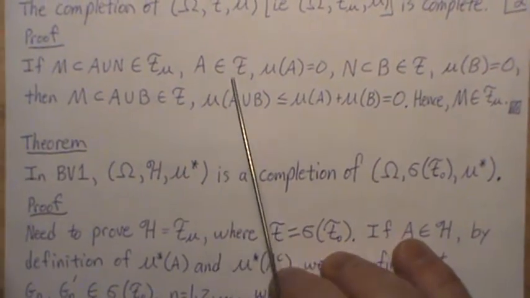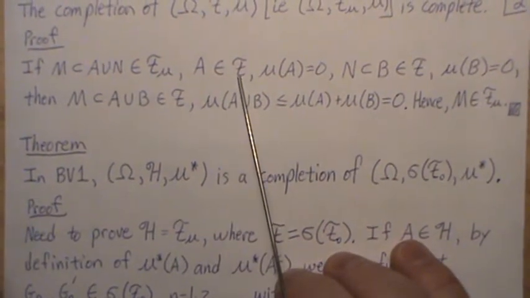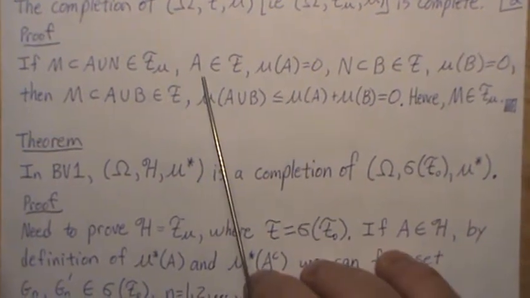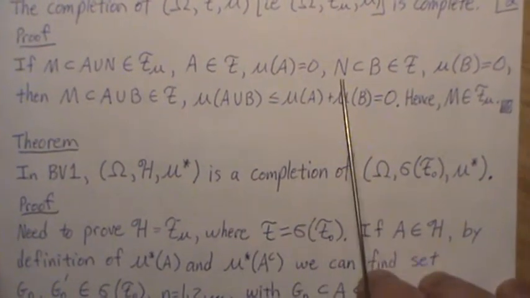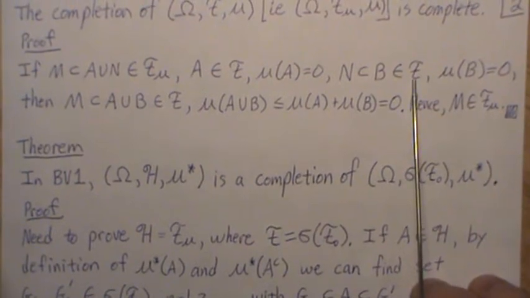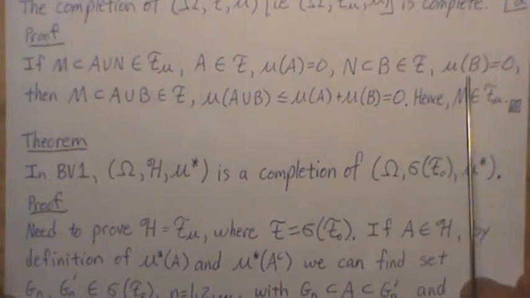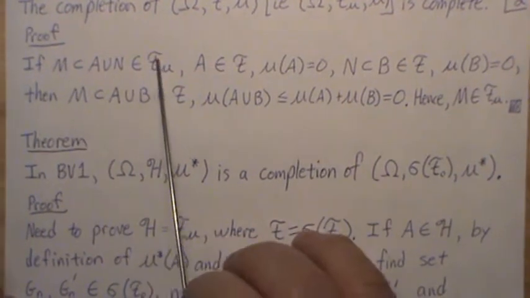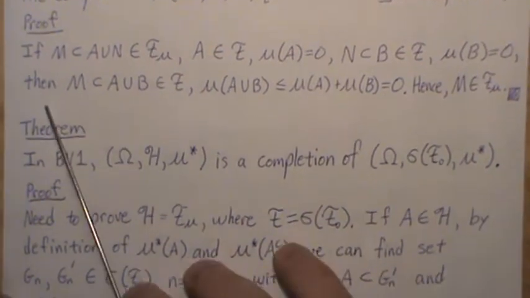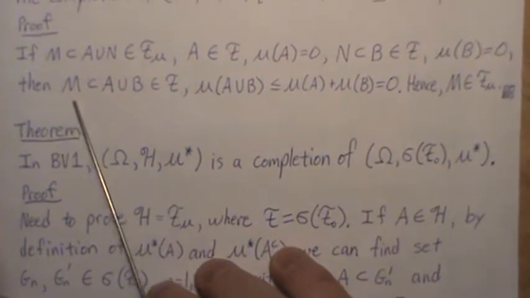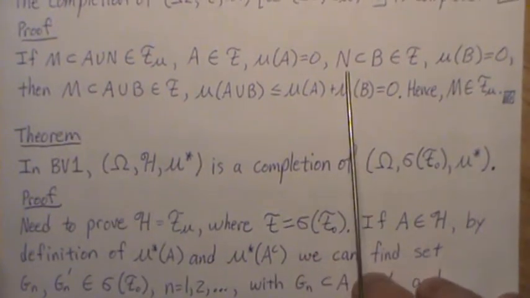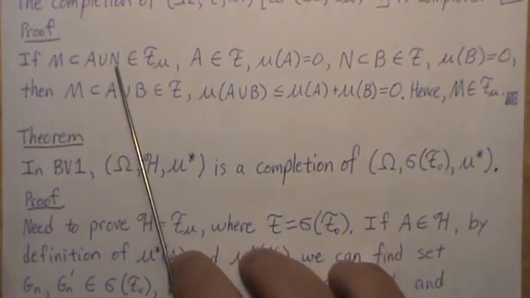Right? Now A is in the sigma field, and we're going to let its measure be 0. And N is a subset of B in the sigma field, and the measure of B is 0. Now we have to show that this is also in that completion set. So then M, which is a subset of A union B, because N is a subset of B.